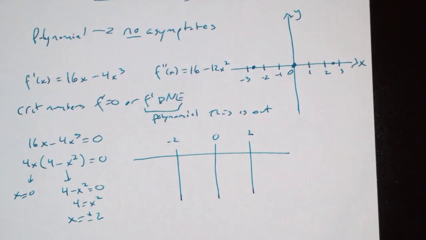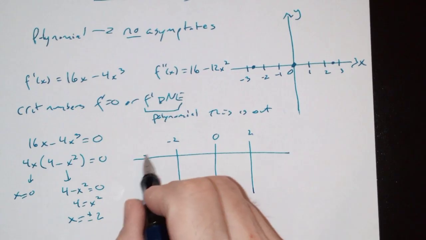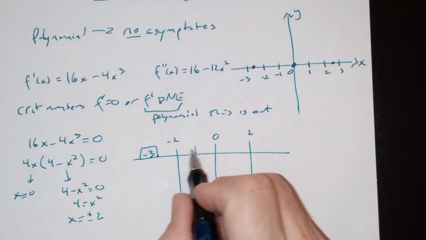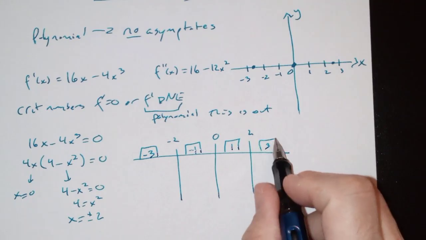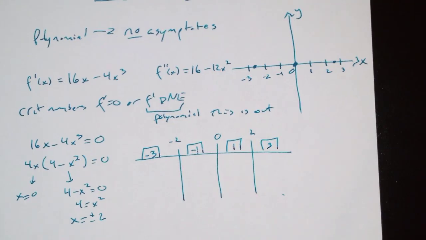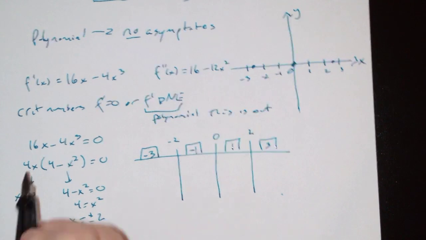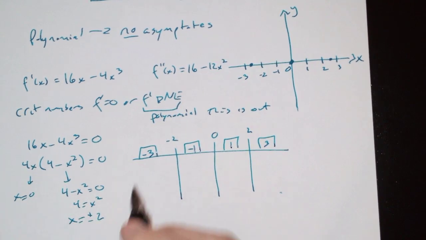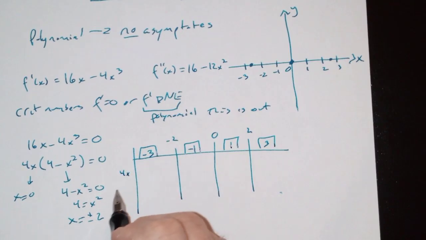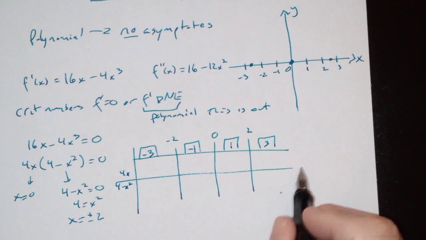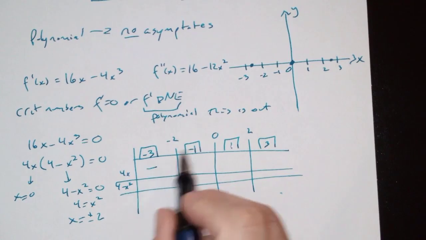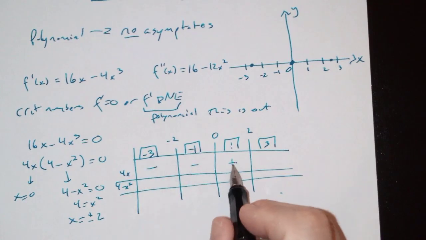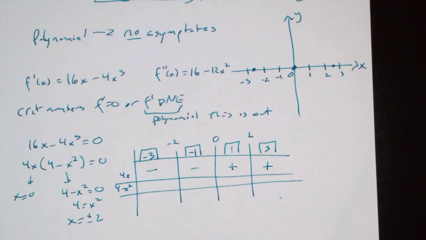And I need numbers in between and on either sides of this to test f prime. Something smaller than -2, something between -2 and 0, something between 0 and 2, and something bigger than 2. And I plug those into f prime. Or I can plug those into the factors, give each one its own line. So if I plug into 4x, I get -12, -4, +4, and +12.